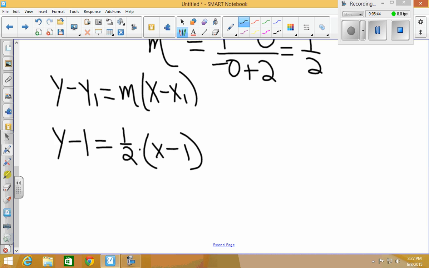So an equation of the line tangent to the curve at the point corresponding to the value of the parameter theta equals 0 is y minus 1 equals 1/2 times x minus 1.